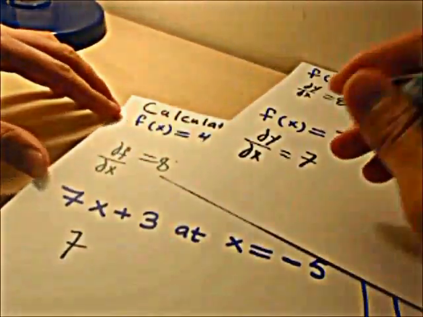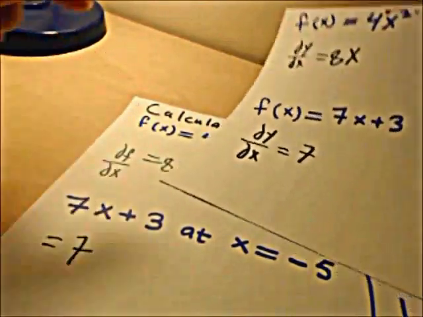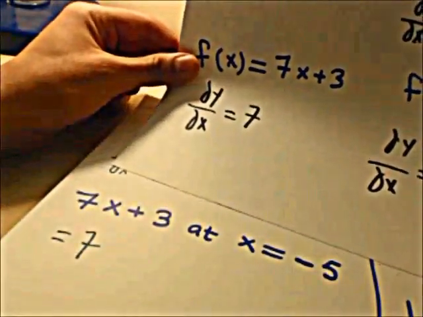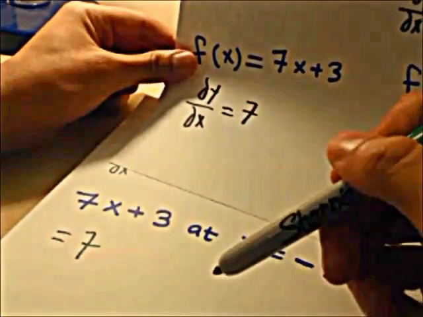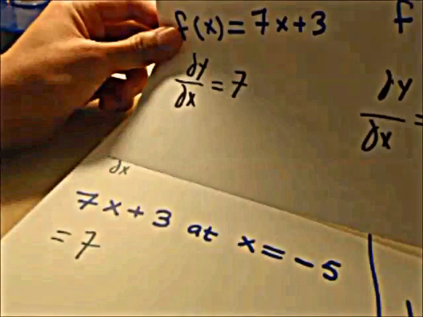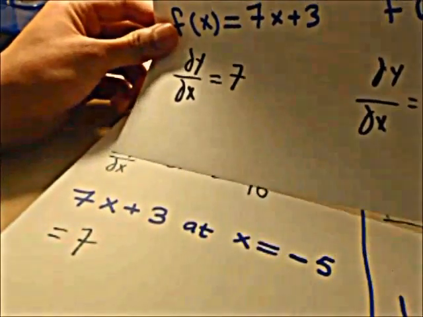So df/dx equals 7. And now it says at x equals minus 5. Well, we don't have x here anyway, so there's no x, so it's going to stay the same. It's going to be 7. Because there's no x, it's literally saying 7 plus 0, because we ain't got x.